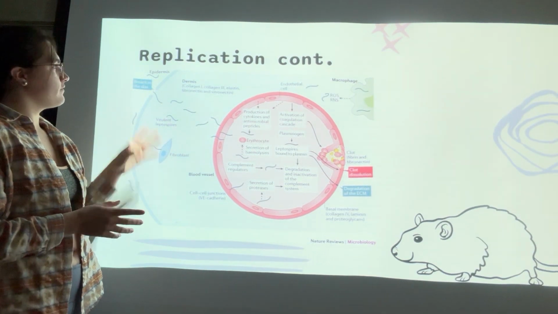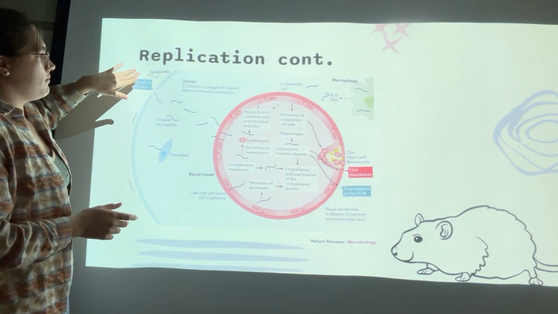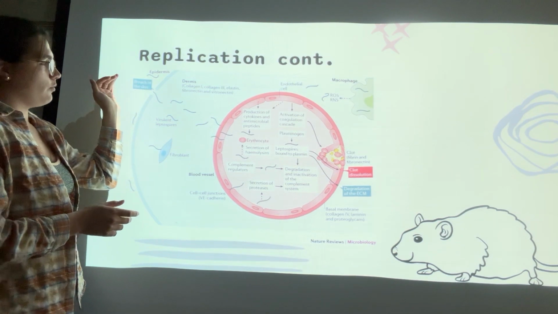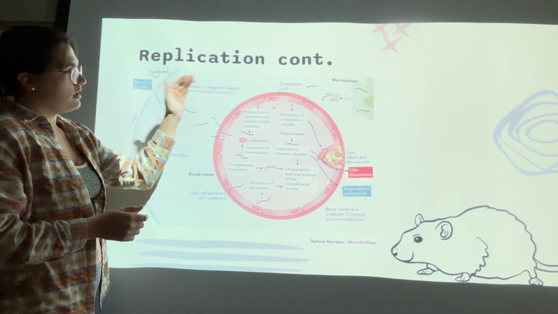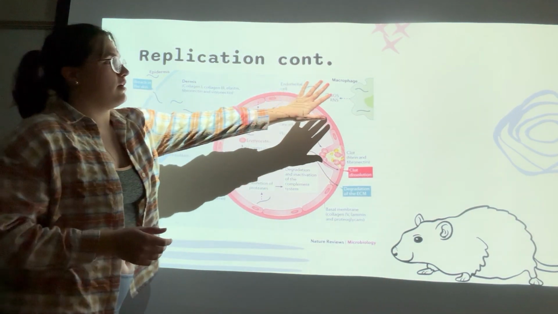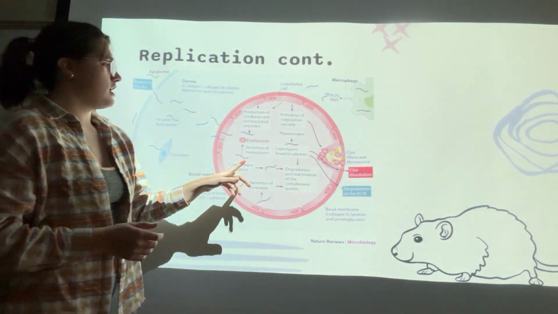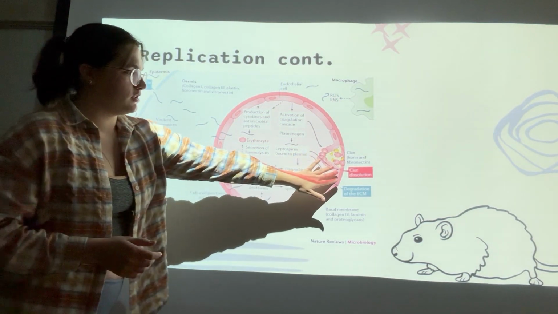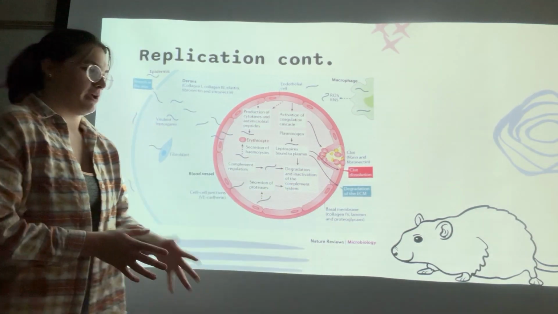So this is just a picture of how this works, showing how from the epidermis to the dermis, it will penetrate the skin, get to the blood vessels, it will also get to the macrophages, and in this it will form blood clots and degrade the extracellular matrix.